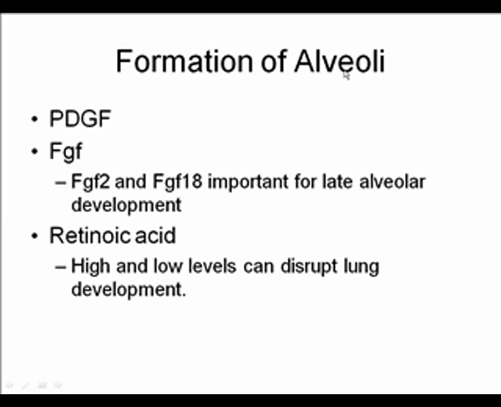In terms of the formation of the alveoli, some of the factors that are important are things like PDGF, platelet-derived growth factor, and fibroblast growth factor, and again, FGF2 and 18 are important for this later alveolar development. And retinoic acid is important, both in high and low levels. So if there's too much retinoic acid, it can disrupt lung development. And in addition, if the levels are too low, that can also cause abnormalities in lung development.